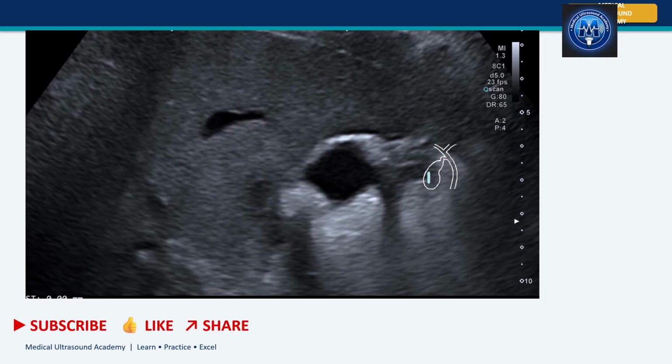Today, we are discussing gallstones or cholelithiasis on ultrasound. This is a very common finding in abdominal ultrasound, but our objective is not simply to identify a bright structure inside the gallbladder. We want to understand the sonographic features that allow us to confidently diagnose a gallstone and recognize associated complications.